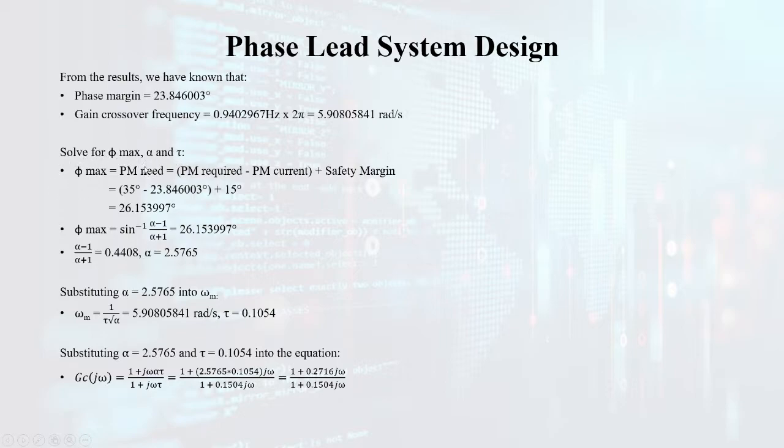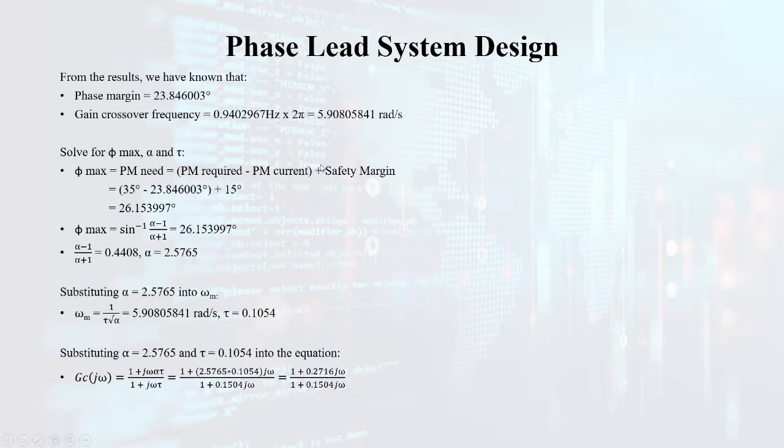To find the phi max, which is also the phase margin we need, we have to use the phase margin required. From the question, the phase margin required is 35 degrees, and we need to subtract from it the current phase margin, which is what we have gotten earlier, 23.846003 degrees.